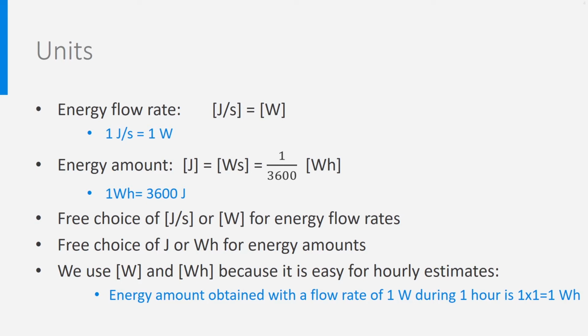Having said this, in this course, we use systematically watt and watt-hour because it makes the calculation of amounts from flow rates particularly easy. You just need to multiply the flow rate by 1 to get the energy amount obtained during 1 hour.